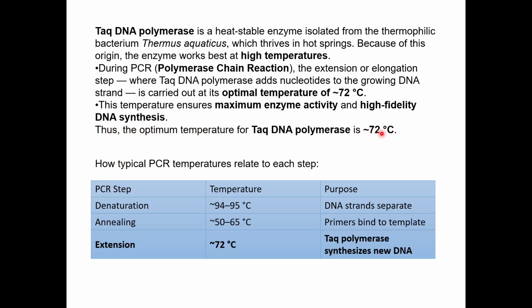Thus, the optimum temperature is 72. A typical PCR temperature relates to each step as follows: denaturation is carried out around 95 to 94 degrees centigrade, where the DNA strands separate. Annealing is carried out around 50 to 65 degrees, depending on the primers, enabling the primers to bind to the template. And then we have extension, where the new nucleotides are added by the Taq pol. The Taq pol synthesizes new DNA at 72 degrees centigrade. This is the basic temperature guide.